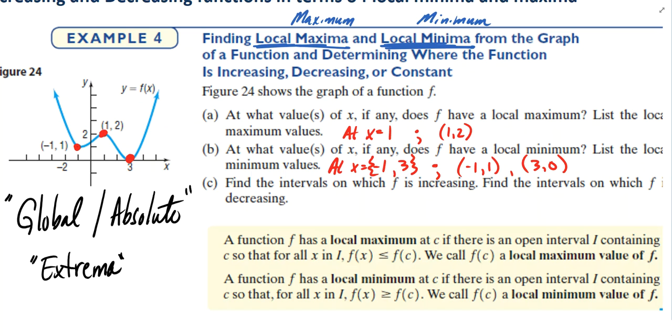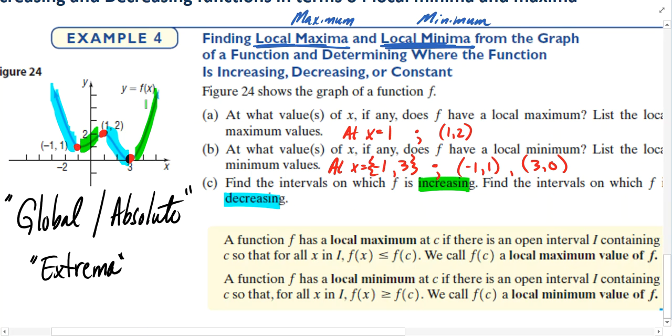So if we start answering part C, we should see something kind of interesting occur. Find the intervals where the function is increasing and find the intervals where the function is decreasing. Well, the function is decreasing from left to right along this edge and this edge, and the function is increasing from here to here and here to here.